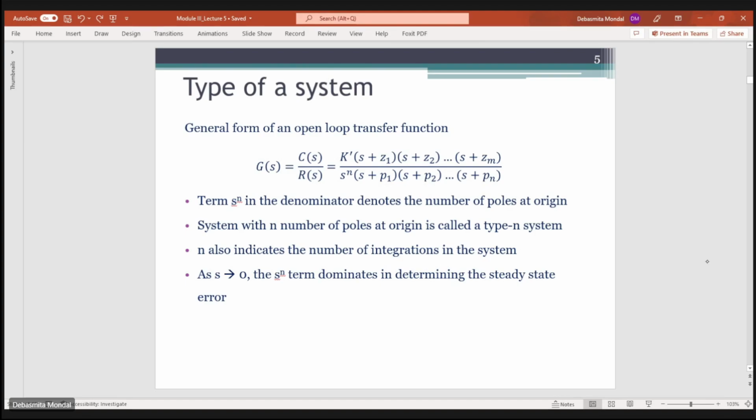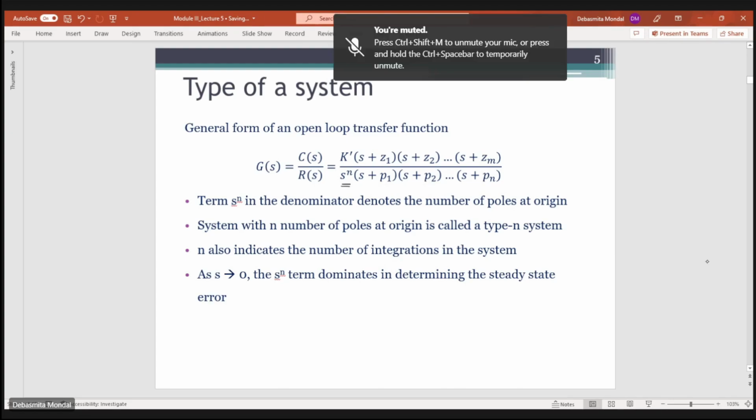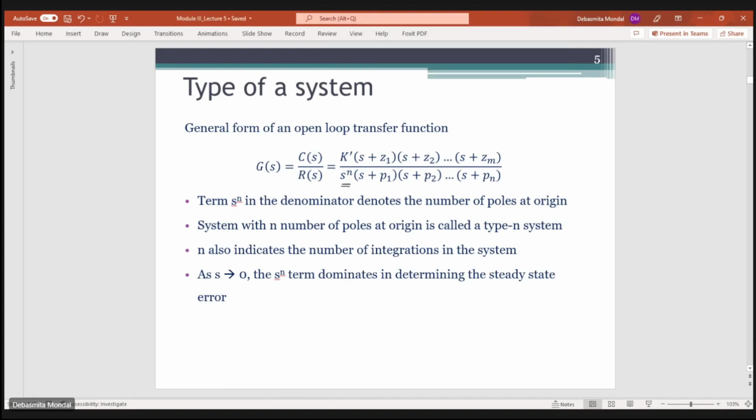Now here you see that in the denominator you have a term s to the power n. That means there are n poles at s equal to 0, so at the origin you have n poles. If you want to see the type of the system: the order of a system is the maximum power of s in the denominator. So if the maximum power in the denominator is s to the power 4, then you will say this is a fourth order system. But order of a system and type of a system are not the same.